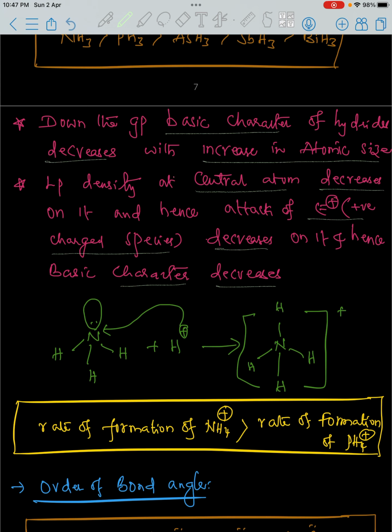So here nitrogen is there, and the electrophile is generally represented with the positive side. When it attacks this nitrogen, attacking is very easy because the size of nitrogen is very small and the repulsion forces are less. So the rate of formation of NH4+ is greater than the rate of formation of PH4+. After nitrogen we have phosphorus, then arsenic, then antimony, then bismuth. So formation of NH4+ is easy compared to PH4+. Why? We discussed already.